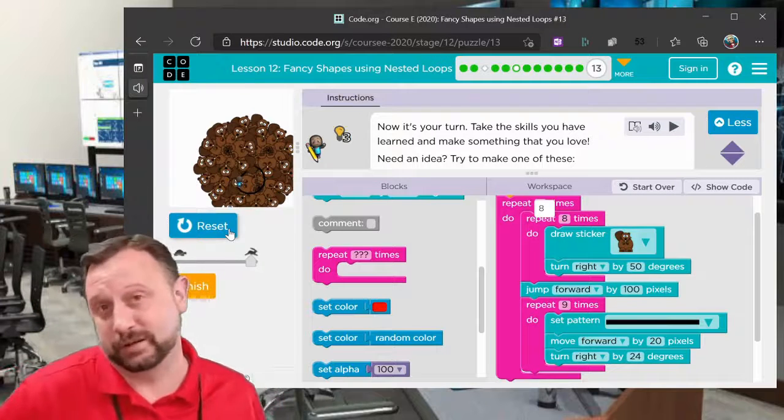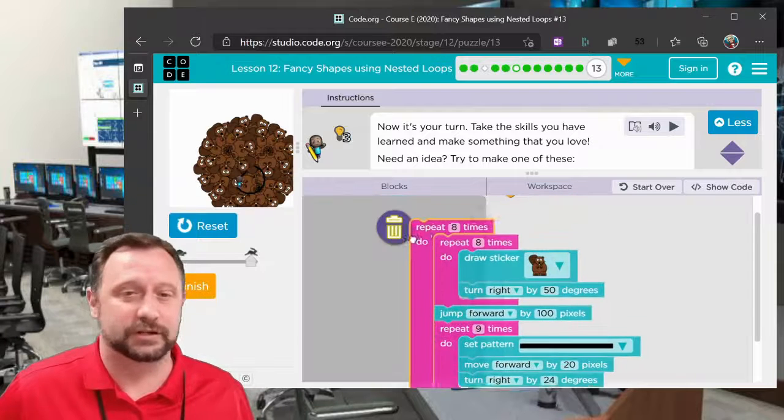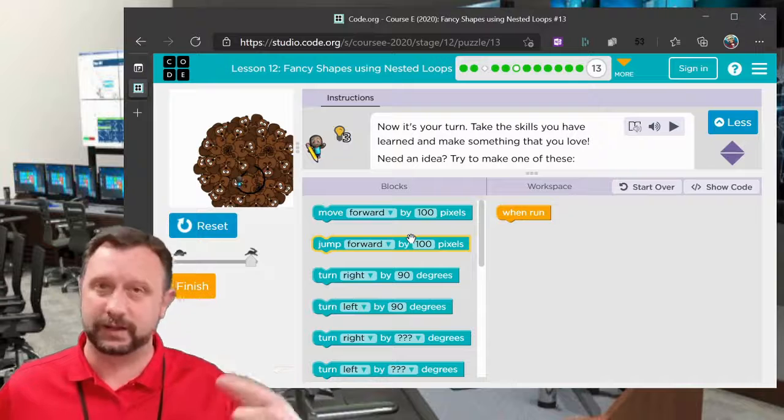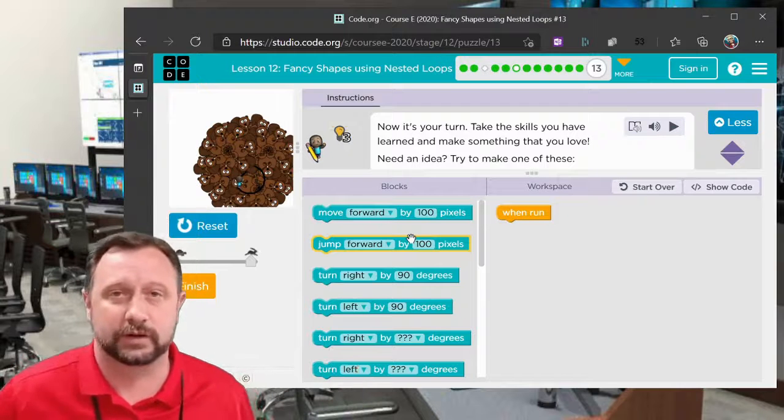Well, that's an interesting shape. I want you to try this out. You can do whatever you want. I think it's kind of cool. Not only just loop it, but loop it again and loop it again and loop it again and see what you can come up with. You can get really fun and cool designs.